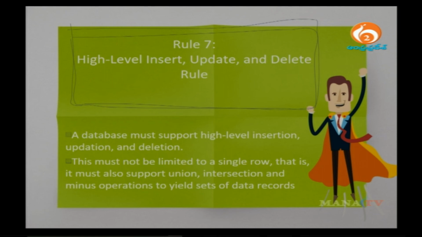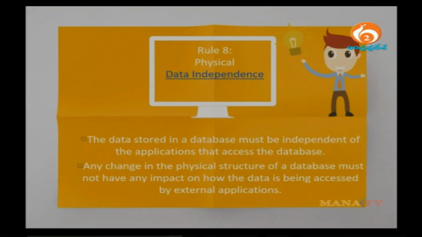All right. Once you finish with the seventh rule, let me take you to the eighth rule of EF Codd. The eighth rule tells you that the data stored in a database must be independent of an application that accesses the database. And the second point is that any change in the physical structure of the database must not have an impact on how the data is accessed by external applications.